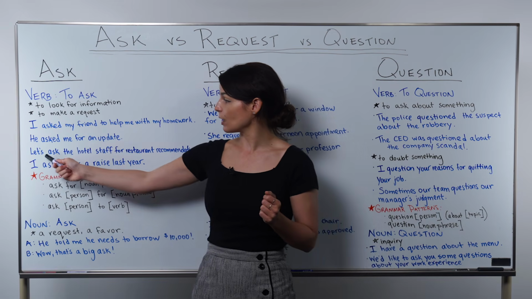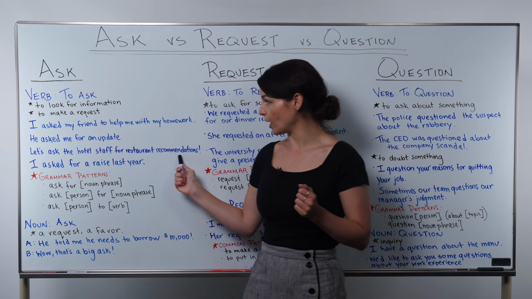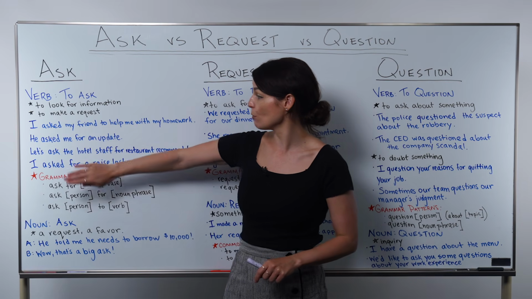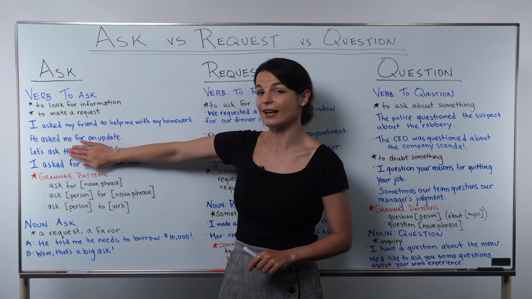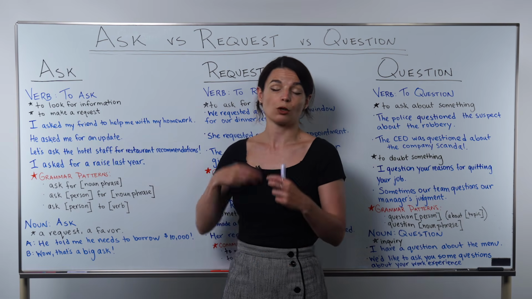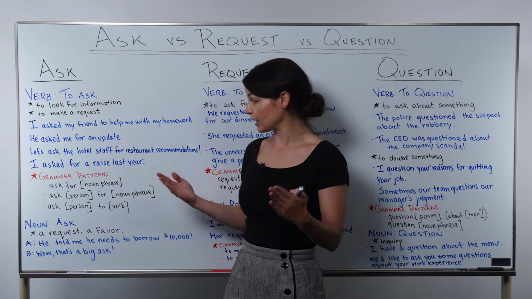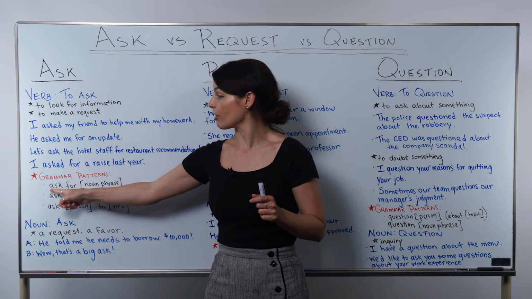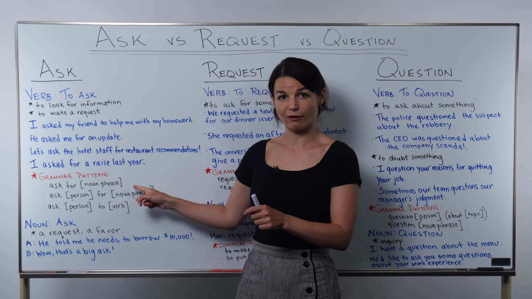We could do the same thing with this sentence pattern as well. Like, let's ask for restaurant recommendations. We could remove this part here. Let's ask for restaurant recommendations. So we don't always have to make it clear who we want the information from. We can do this with this pattern, ask for noun phrase.